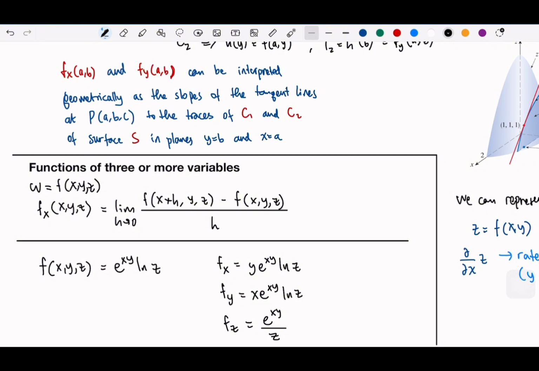So now you get the pattern. If we have more and more variables, as long as we know our direction, whether we differentiate with respect to x, y, or z, we can just focus on this one and leave the other variables as constants. Okay? Leave the other variables as constants.